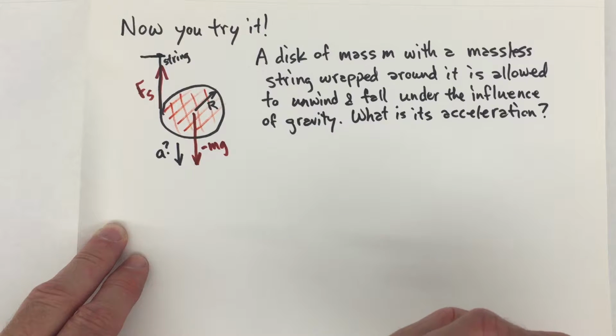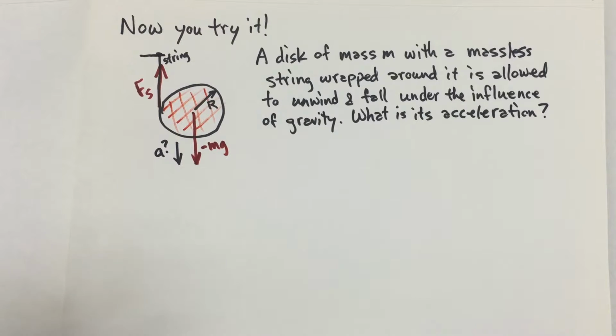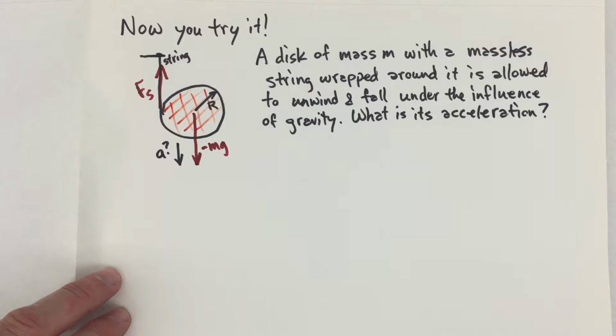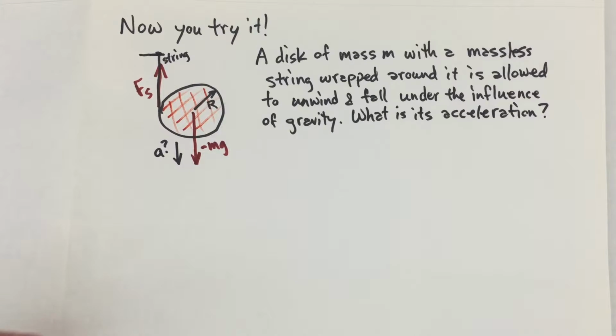Okay, so now what I want you to do is write down the equations of motion, that is the Newton's second law for both linear motion and angular motion, that will give us the motion of this body. So pause this video and write out the equivalent of F equals ma and the torque is equal to I alpha for this object.